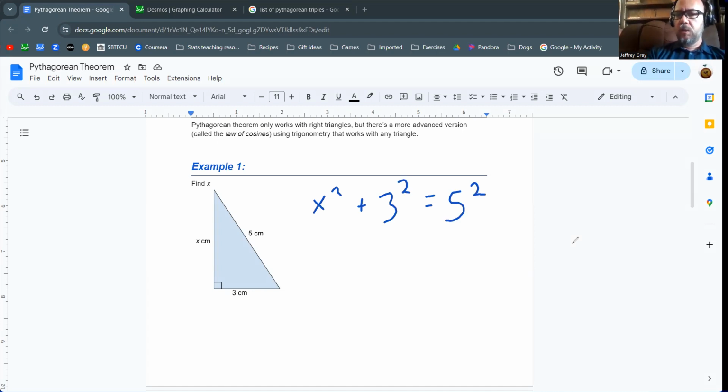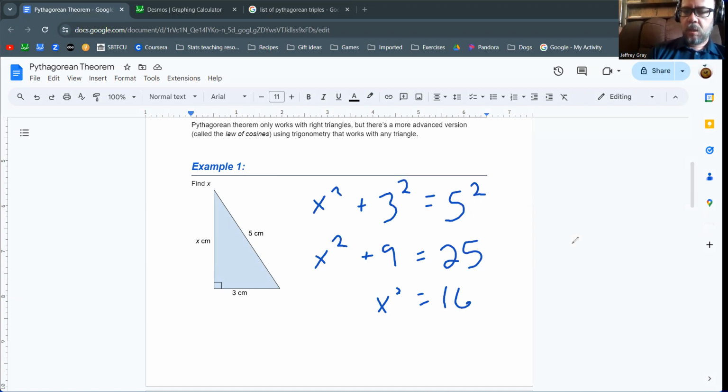Then all I have to do is solve that equation. So I've got x squared plus 9 equals 25. Subtract 9 from both sides, and I get x squared equals 16. Taking the square root, of course, we see that x is 4.